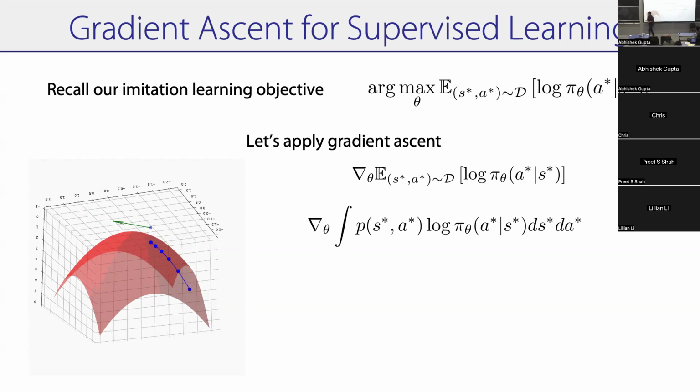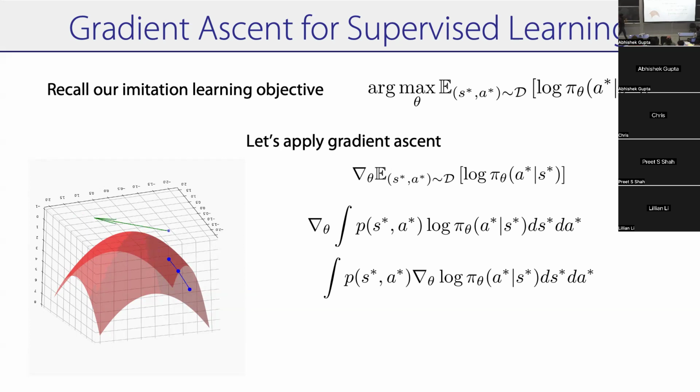And now under continuity assumptions, you can switch this gradient and this integral, right? So you can move the gradient inside the integral when things are continuous. But the important thing is that P of S star and A star does not depend on theta, which means that it's constant with respect to theta, right? Which means this gradient theta just has to hit log phi theta, so you can move it all the way inside to log phi theta.